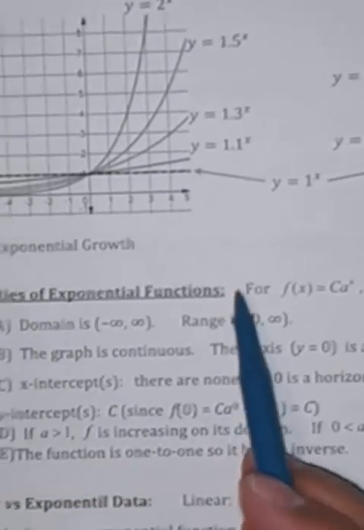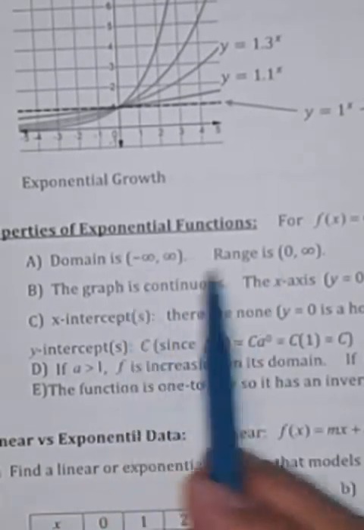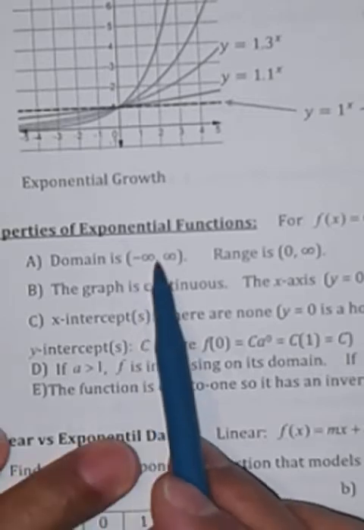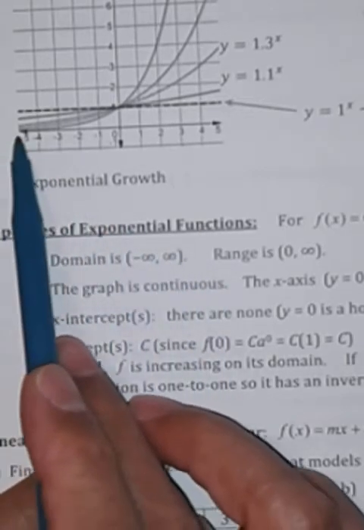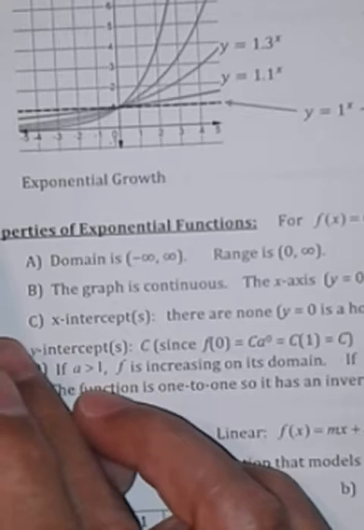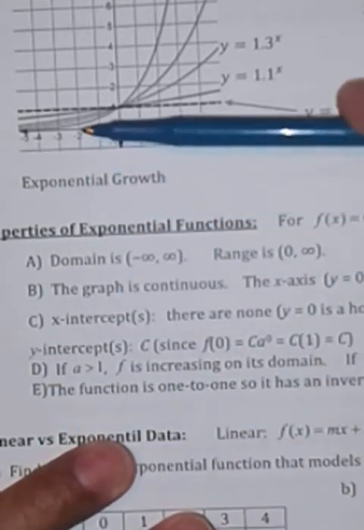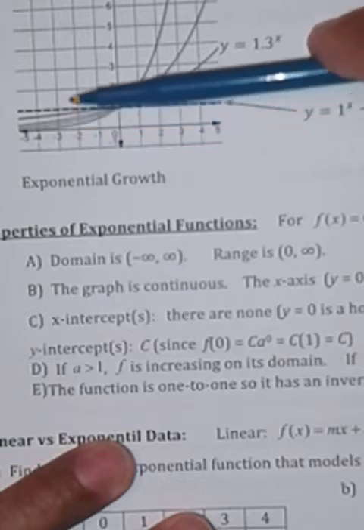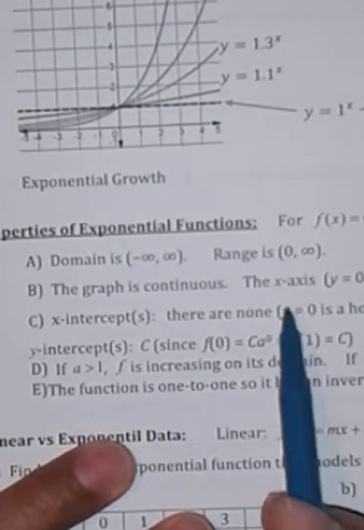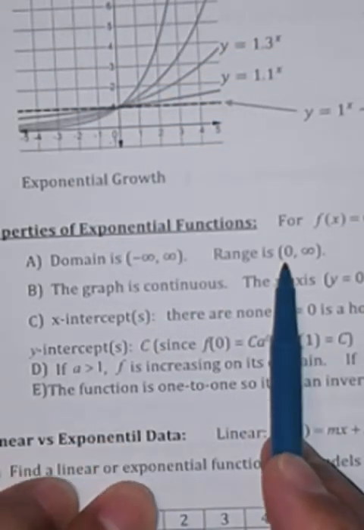Let's look at some characteristics that are listed here. First, the domain is from negative infinity to infinity. That means there are points all the way across from negative infinity to infinity. And the range is from 0 to infinity. That means the graph is above the x-axis. It does not touch 0.